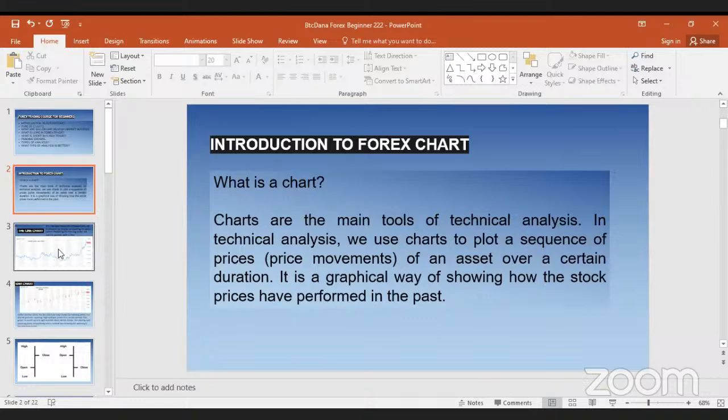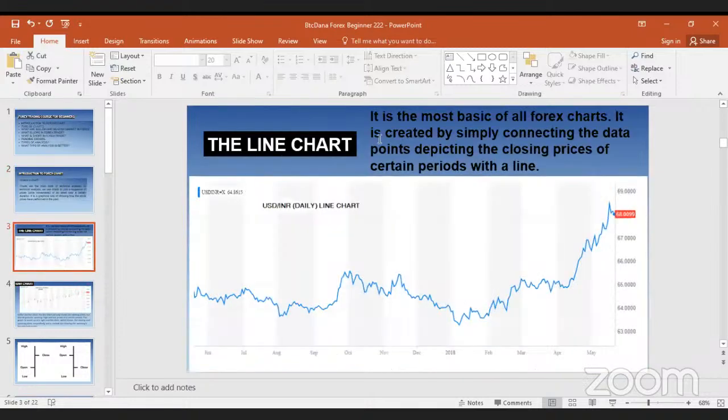Now we have the line chart, like I said, and this is an example of how the line chart looks. Look at it. It looks like a line connected by dots. They have a sharp edge connecting them together, but it's a line. It is the most basic of all forex charts. It is very basic, it's just a line. I hope you are seeing this.